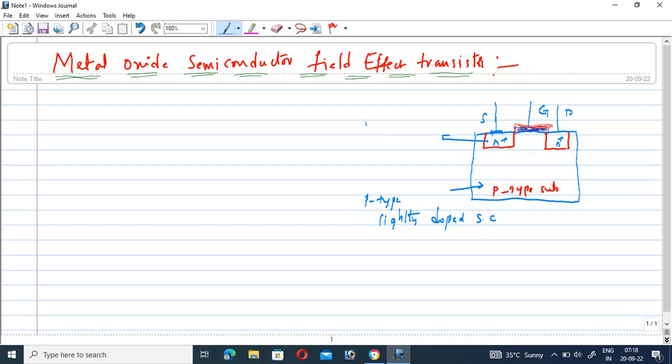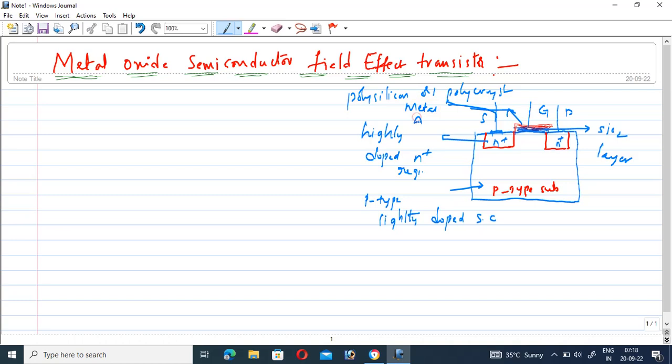Highly doped n plus regions. On the top of this, we fabricate an SiO2 layer. This SiO2 layer acts as an insulator. On the top of the SiO2 layer, we deposit polysilicon, or polycrystalline silicon.